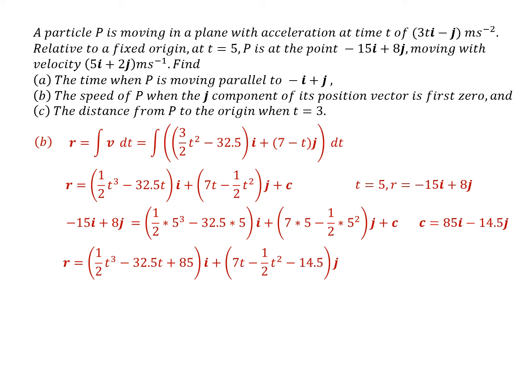The value of t that we're interested in is when the j component of that position vector is first 0. So we want to make that equal to 0. We'll get two answers, but it's the first one, the smallest positive one, that we're interested in. And that's the value of t there. The other value would be 7 plus 2 root 5, so it has got a j component of 0 later on as well, but this is the first time.